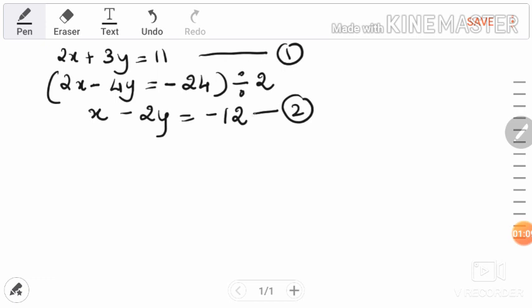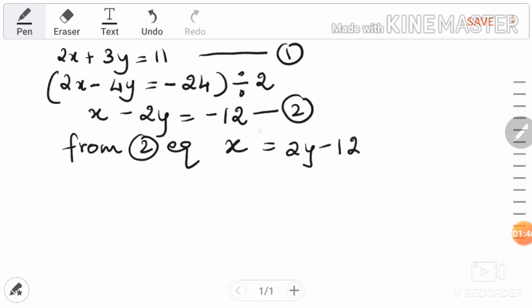You can use any of these two equations to express one variable in terms of the other, whichever is convenient. If we use the second equation to find the value of x in terms of the other, it will be more convenient to solve the equation. So I will choose the second equation. x will be equal to 2y minus 12. I took minus 2y to the other side, minus becomes plus. So 2y becomes plus on the right hand side.